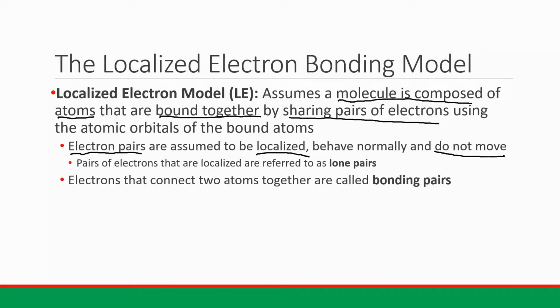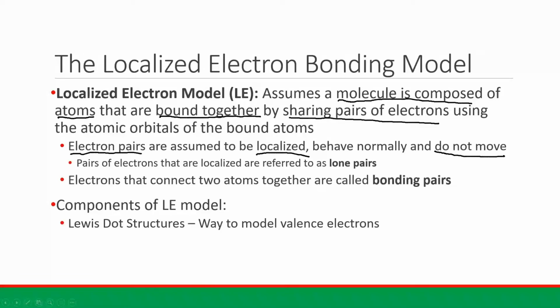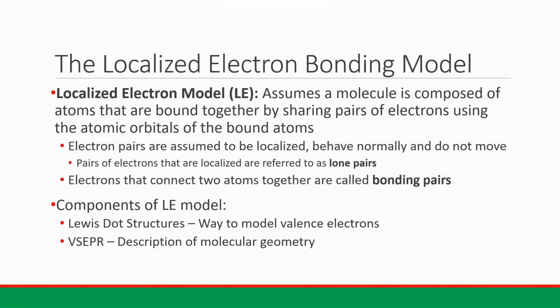We'll go into more specifics as to how to draw a Lewis structure like that as the lesson moves on, but for now, we're going to keep on talking about the localized electron bonding model. And the 2 components that we're going to refer to are the Lewis dot structures, which will be talked about in this video, and VSEPR, which will be covered in another video. Lewis dot structures are simply the way that we model valence electrons, similar to the drawing that I had shown for water. VSEPR is simply a way to describe molecular geometry, so the 3D arrangement of these molecules or atoms.